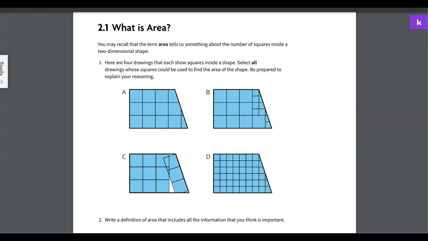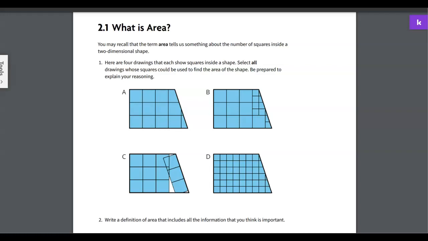Now, there are 4 drawings, A, B, C, and D, and each drawing shows squares inside a shape. I want you to select all drawings whose squares could be used to find the area of the shape. And you're going to be prepared to explain your reasoning. That's going to be your question at the end of this assignment.